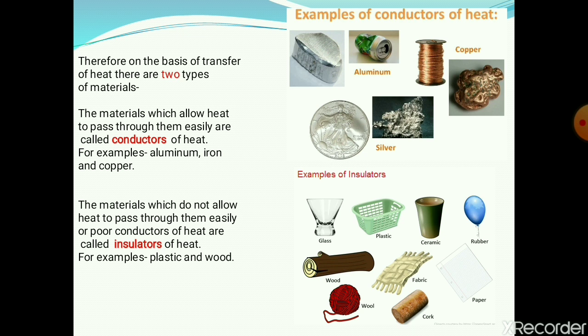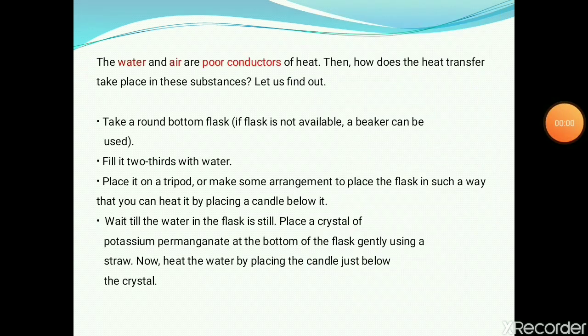The materials which do not allow heat to pass through them easily, or are poor conductors of heat, are called insulators of heat. For example, plastic, wood, ceramic, rubber, glass, etc. Water and air are poor conductors of heat. Then how does heat transfer take place in these substances?